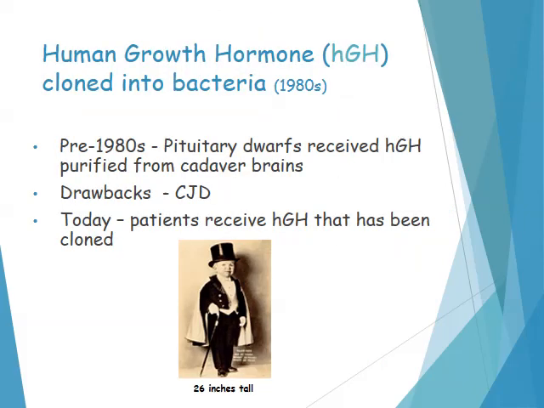Pituitary dwarfs are individuals whose dwarfism is due to the absence of human growth hormone. A federal study was conducted in 1985, and this found that out of 7,700 people in the United States who received cadaver-derived human growth hormone, 26 died of CJD. CJD is a human derivative form of mad cow disease. It's possible that more deaths are still likely to occur, as it takes more than 30 years for CJD to develop. Today, individuals receive human growth hormone that's been cloned into bacteria.